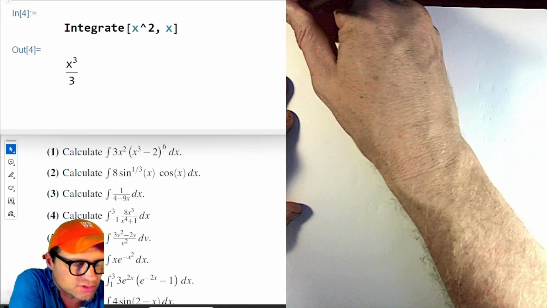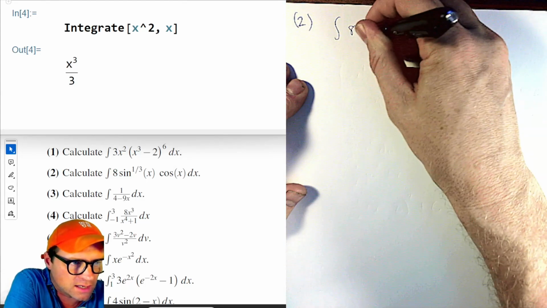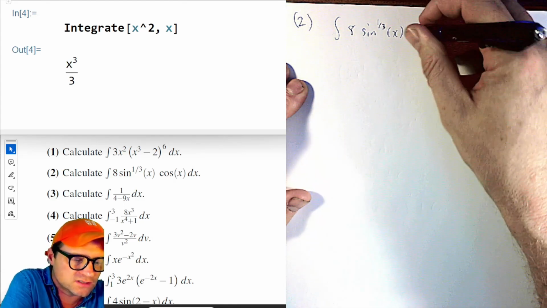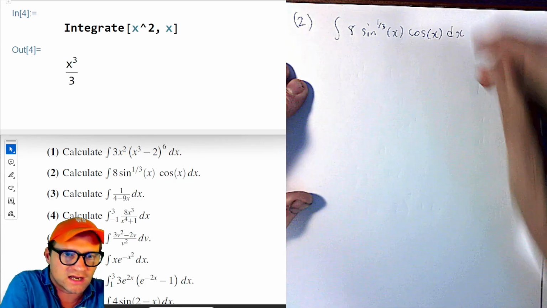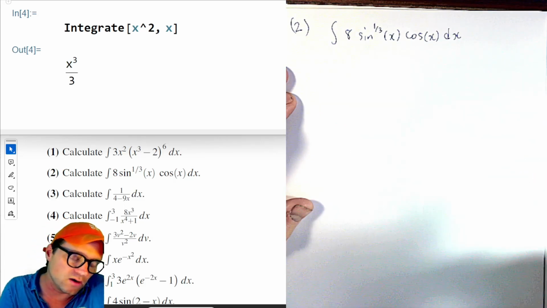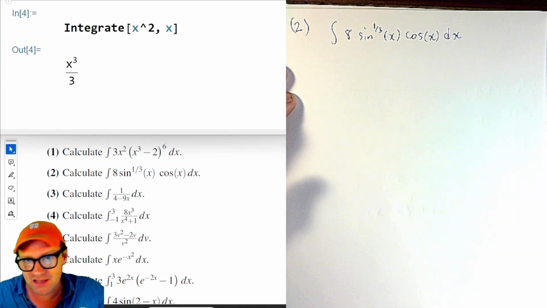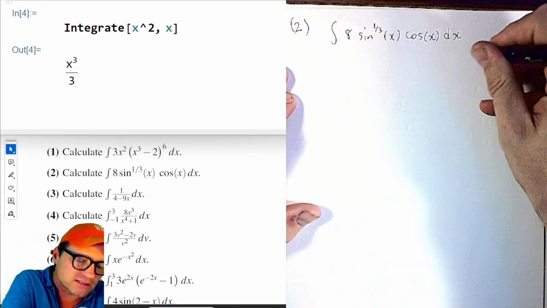So question 2. Calculate the integral of 8 sine to the power of 1/3 of x times cos x with respect to x. Okay, we've got to integrate this. Now, this is the tricky one here, the sine to the power of 1/3. So that's the hint. We should let u be equal to sine x.